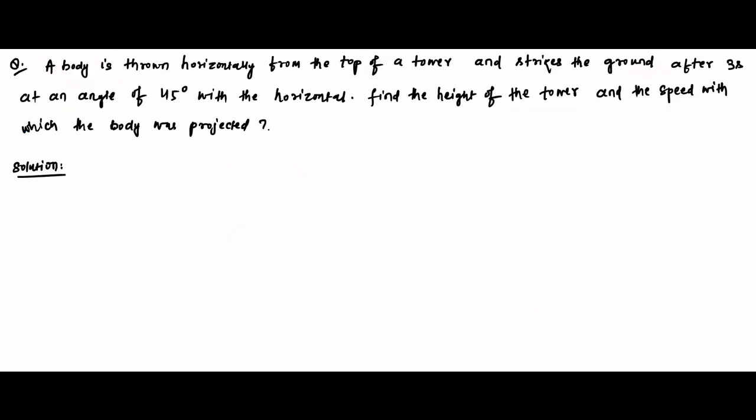So here is another question on projectile motion with horizontal projection. It is given that a body is thrown horizontally from the top of a tower and strikes the ground after 3 seconds at an angle of 45 degree with the horizontal. Find the height of the tower and the speed with which the body was projected. So first let us draw the whole situation. So here we have a tower.